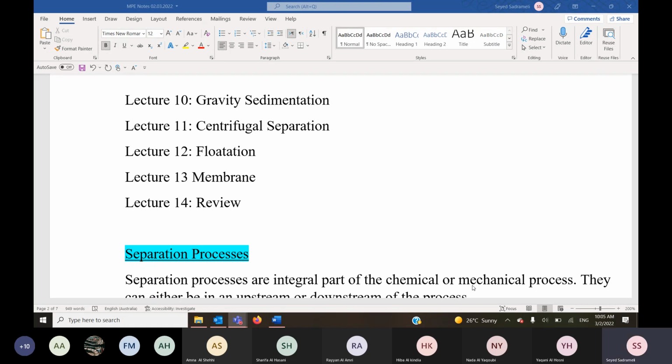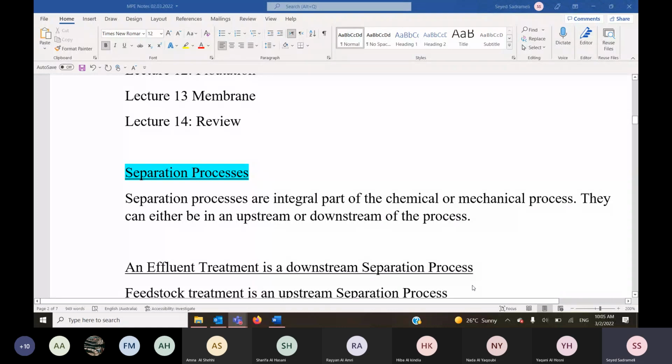Okay, let's start with separation processes. In general, separation processes are very important in any process industry. They are an integral part of chemical or mechanical processes. They can be either upstream or downstream of the process. So you may have separation at the beginning of the process or at the end. It also depends on the type of the process.